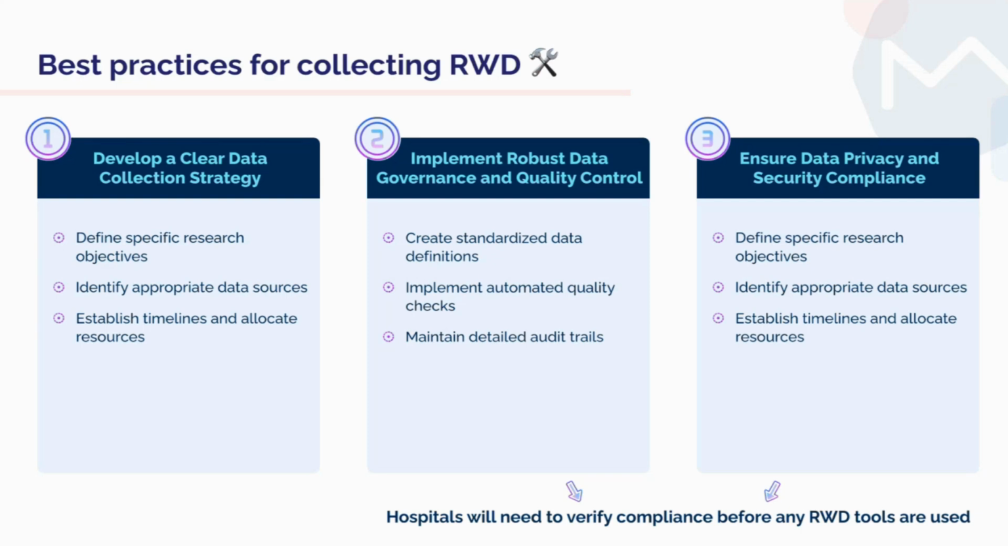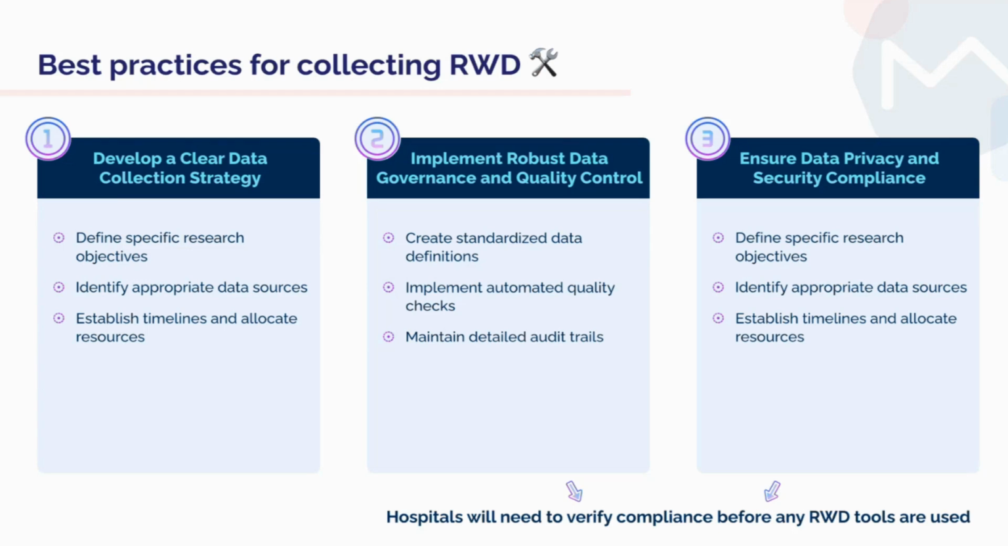And here, secondly, we're looking at implementing robust data governance and quality control. So it's important to have standardized data definitions, and then implementing automated quality checks. Usually these will be in line with the ISO standards required. And of course, this provides a nice clear audit trail for the regulatory bodies to follow if and when they need to inspect any given study.